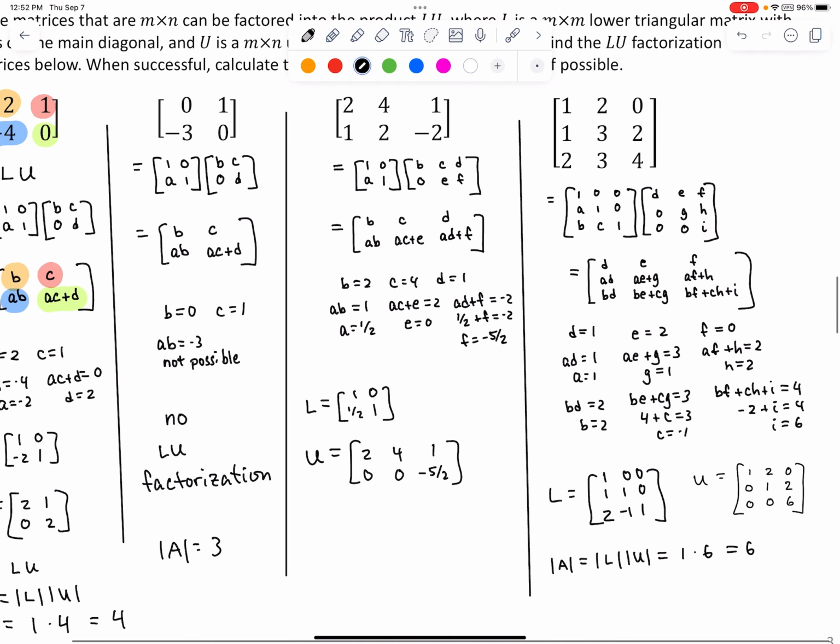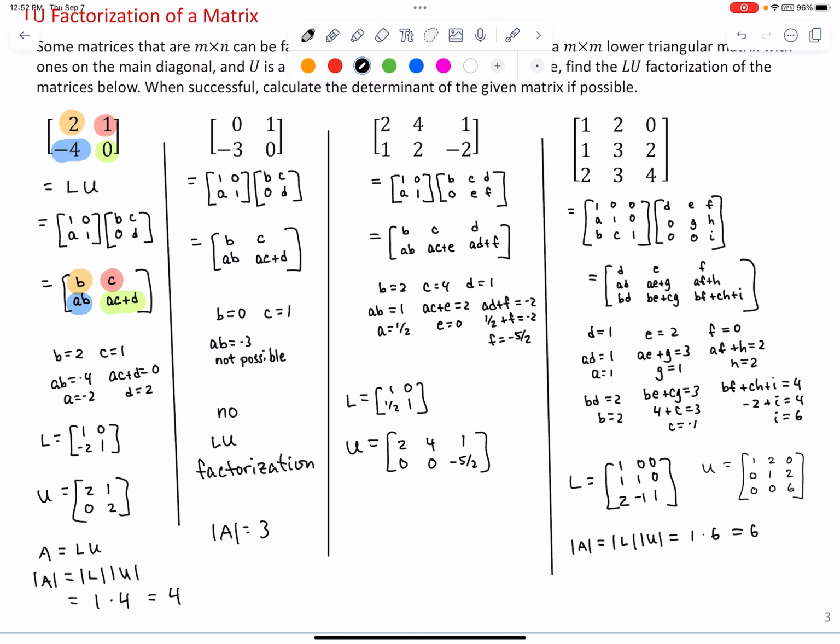So when you're successful in finding an LU factorization of a matrix, it's very easy to get the determinant of that matrix. You really just have to do the determinant of the upper triangular matrix factor. Okay, let's go to the next slide.